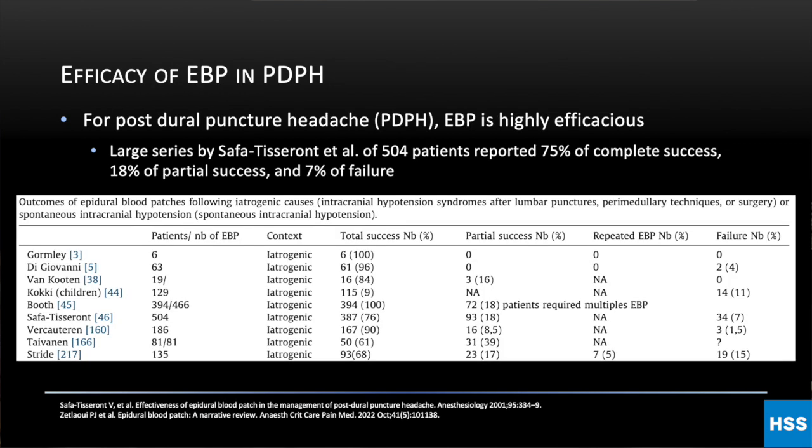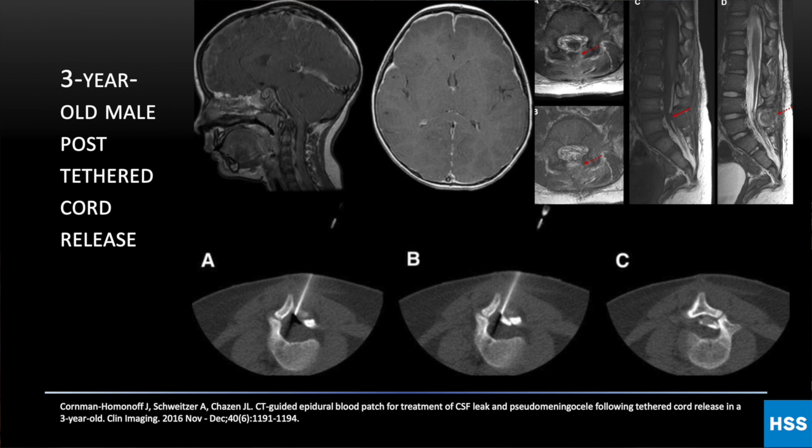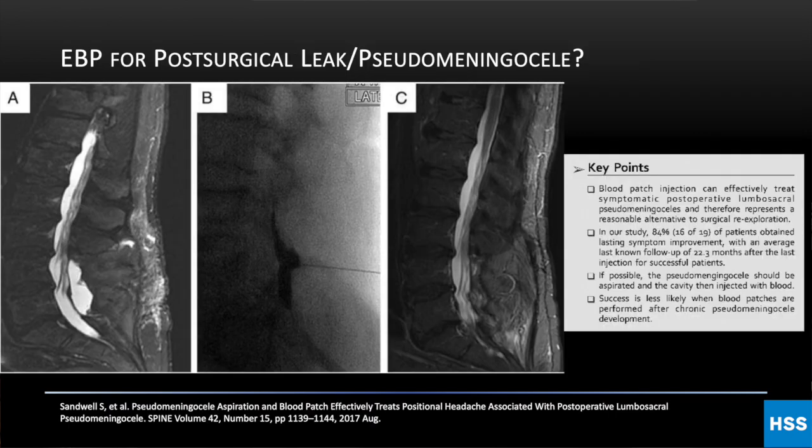In post-dural puncture headache, this is highly efficacious. In a large case series of over 500 patients, 75% of patients had complete success after the blood patch and only a 7% failure rate. We published a patch in a patient as young as 3 years old, post-tethered cord release, who didn't have to go back for subsequent surgery. There's a case series on doing blood patches even in postoperative leaks with pseudomeningocele formation.